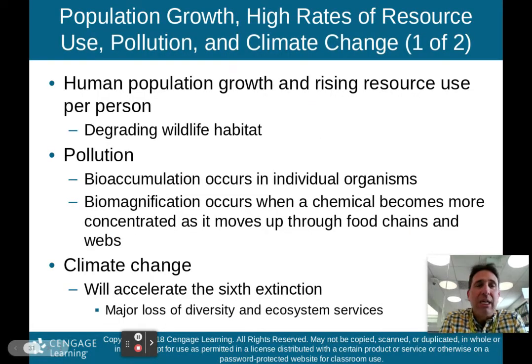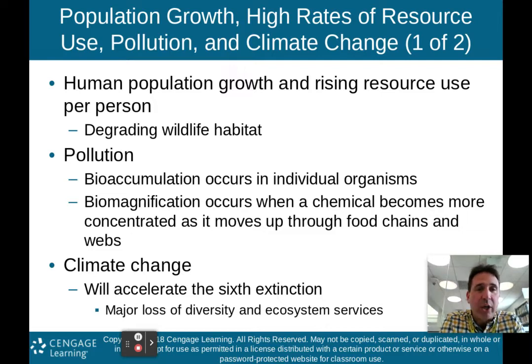All right, so moving on, we talk about population growth, high rates of resource use, pollution, and climate change. Again, these are issues that are affecting the biodiversity. So again, we're talking about how to sustain that biodiversity. So human population growth and rising resource use per person is degrading the wildlife habitat. And again, you're kind of noticing how a lot of the stuff we've talked about in previous chapters, we're still talking about, because again, all of this is linked in environmental science. So we're kind of saying the same thing, but that's okay because hopefully it's driving home that point.